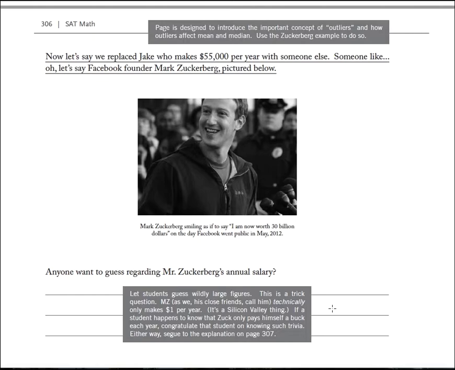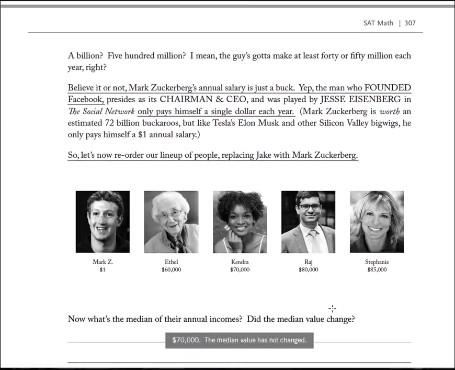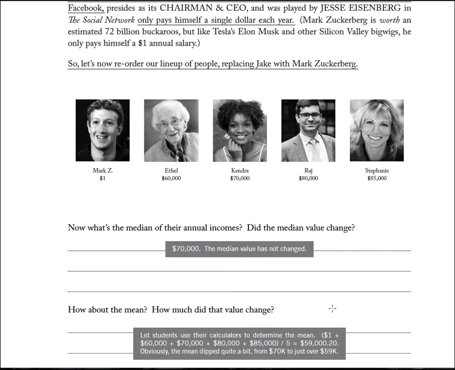Even though he's a multi-billionaire, he actually only makes $1 per year. That is his annual salary. Mark Zuckerberg, like many other folks in Silicon Valley who work at these prominent tech companies, decide to pay themselves $1 per year. Okay? So let's check it out. Let's go to page 307 now. And now we have Mark Zuckerberg at $1 per year, followed by Ethel, Kendra, Raj, and Stephanie.